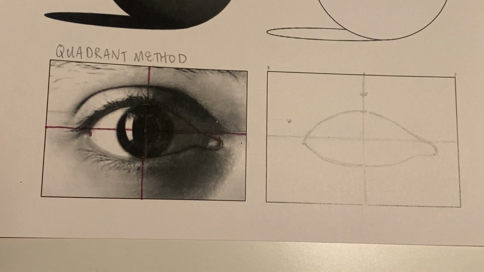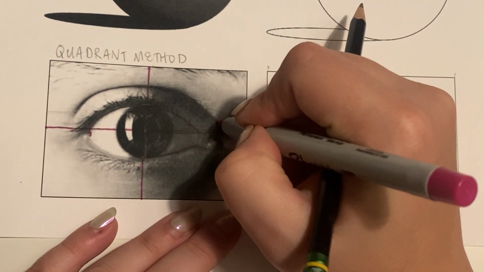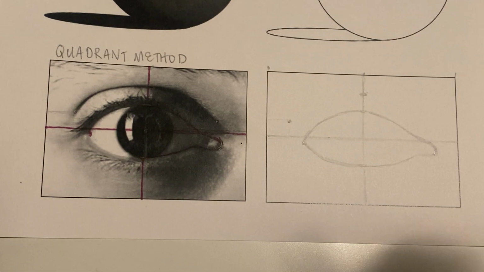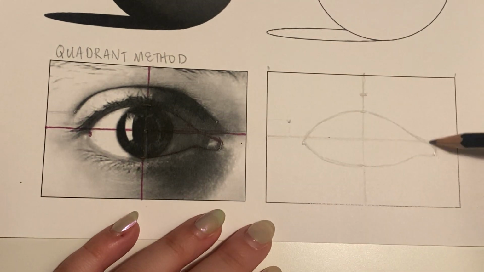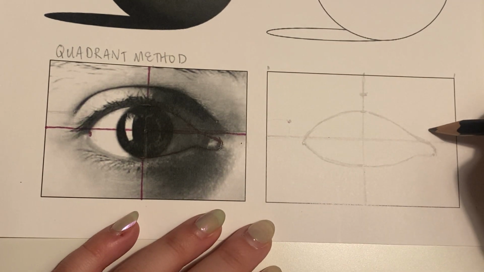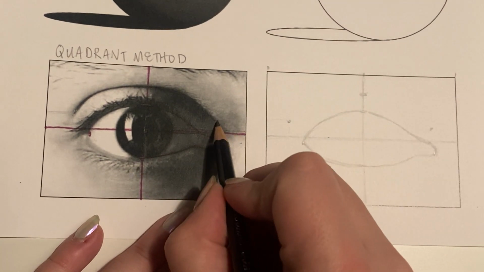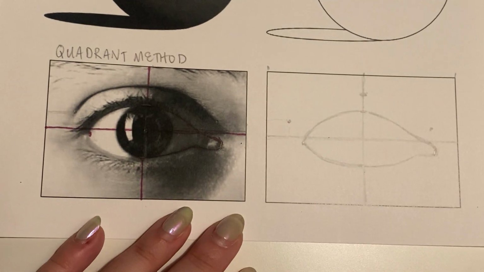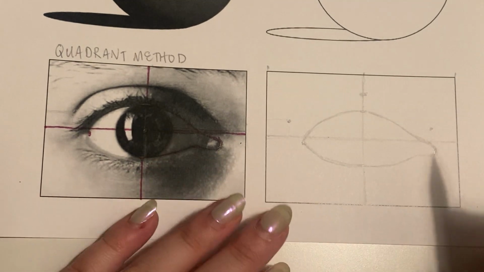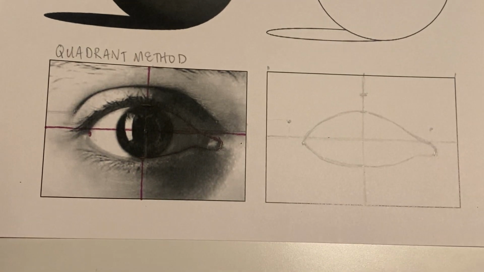Might be a little bit hard to see on the video. Put a little dot right there. This one's kind of right above the corner of the eye. About right there. Again, I'm still looking at the distance from here to the edge of my paper, making sure that everything looks accurate. All right, now, again, we just connect the dots.